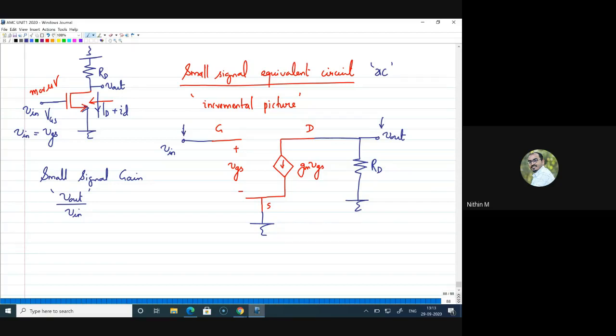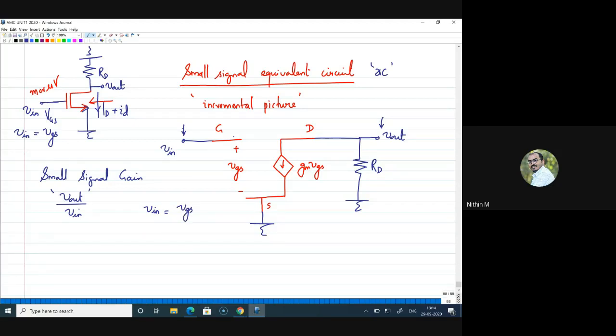Now how to write gain? I should know what is V out, I should know what is V in, then you can take the ratio of that. So let me start like this. Let me write what is V in first. What is V in? V in is connected to the gate with respect to source. So V in is same as VGS.